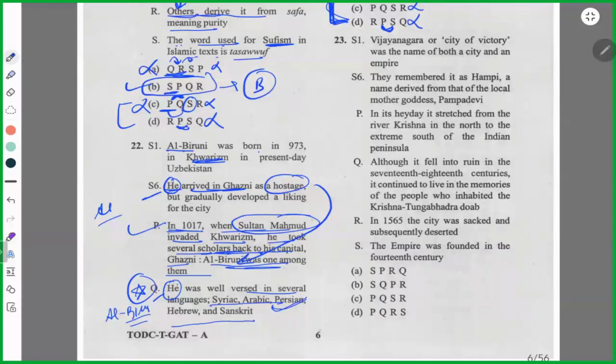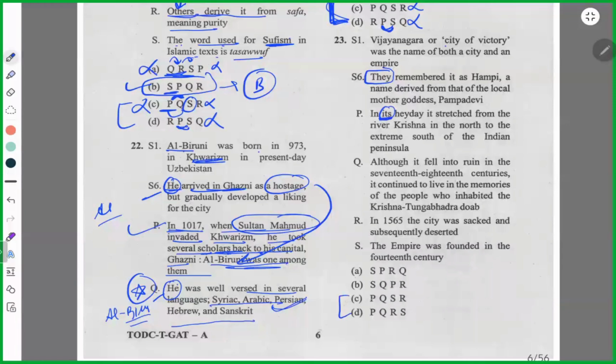Now let's see. Vijayanagar, or city of victory, was the name of both a city and an empire. They remembered it as Hampi. Now we need to find these "they". Obviously there is a noun defined definitely. Okay, now let us say P and S. In its heyday, it stretched from Krishna River. Heyday means peak, at its peak, from the Krishna River in the north to the extreme south of the Indian peninsula. In its, that means maybe talking about Vijayanagar. Let us assume for the time being maybe talking about Vijayanagar.